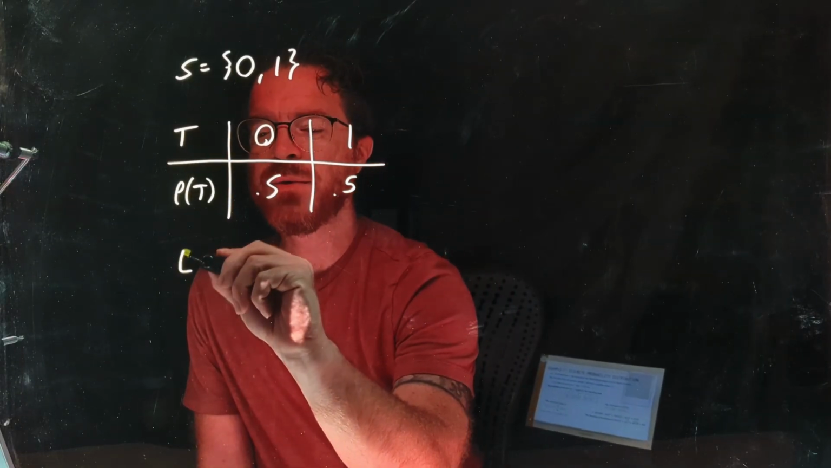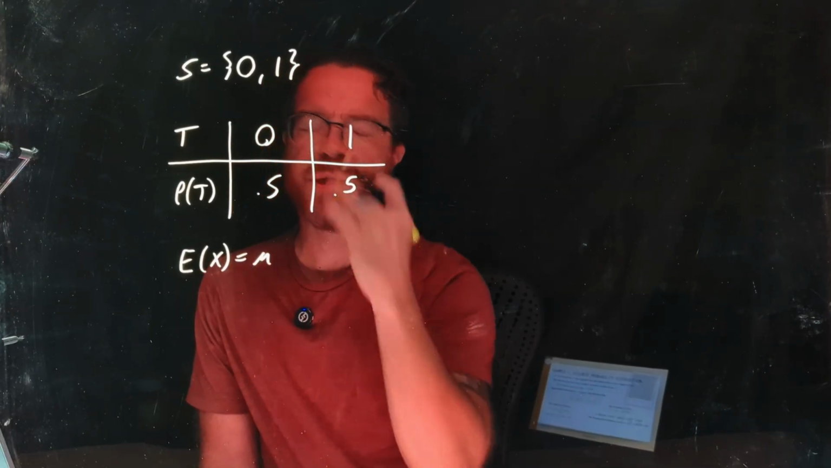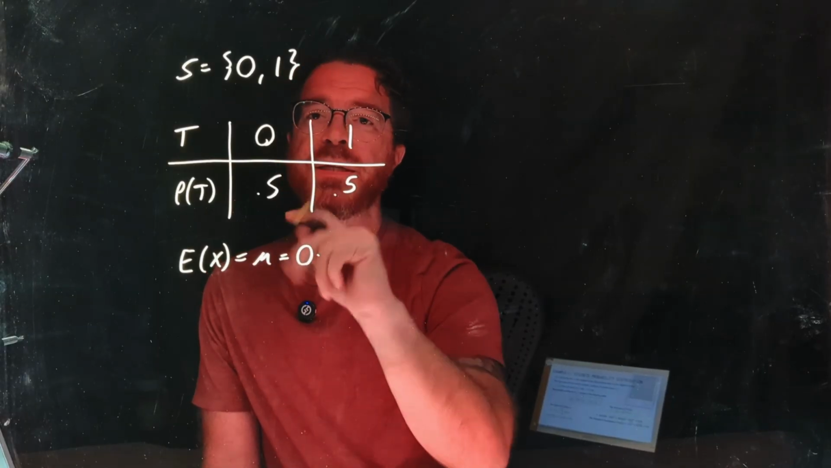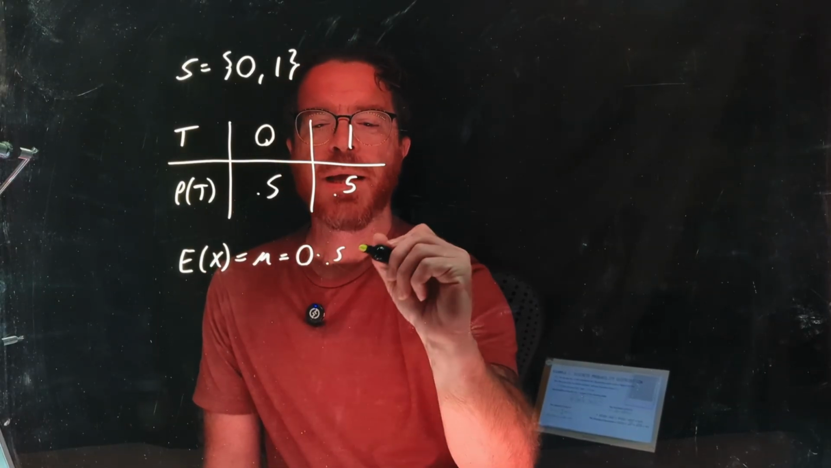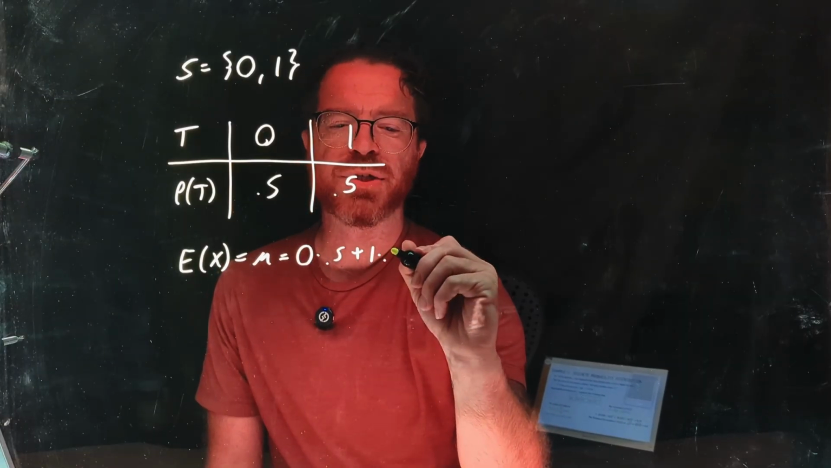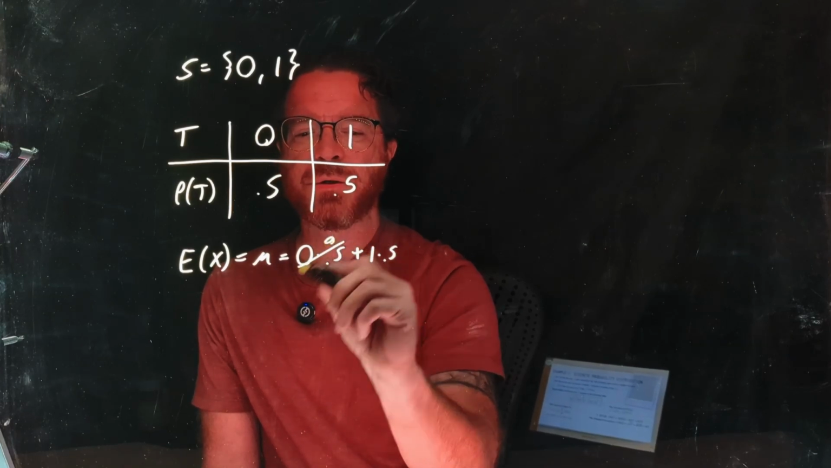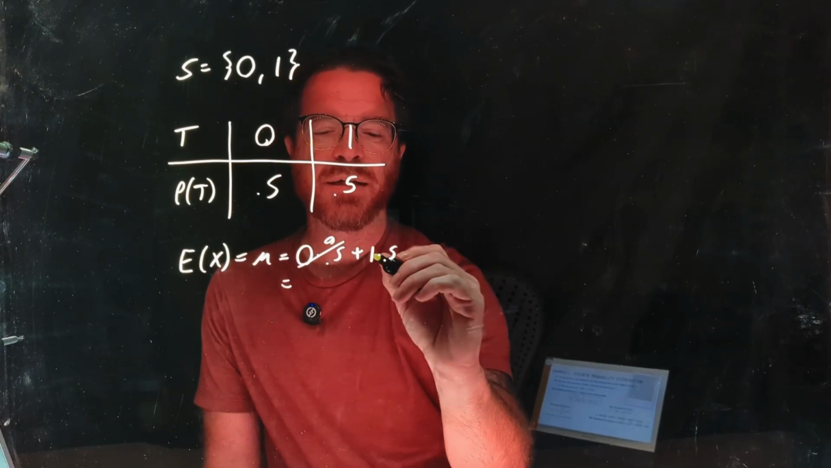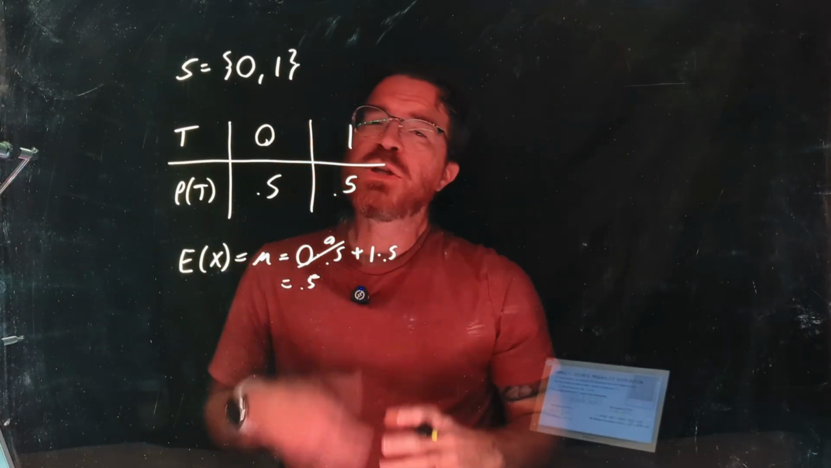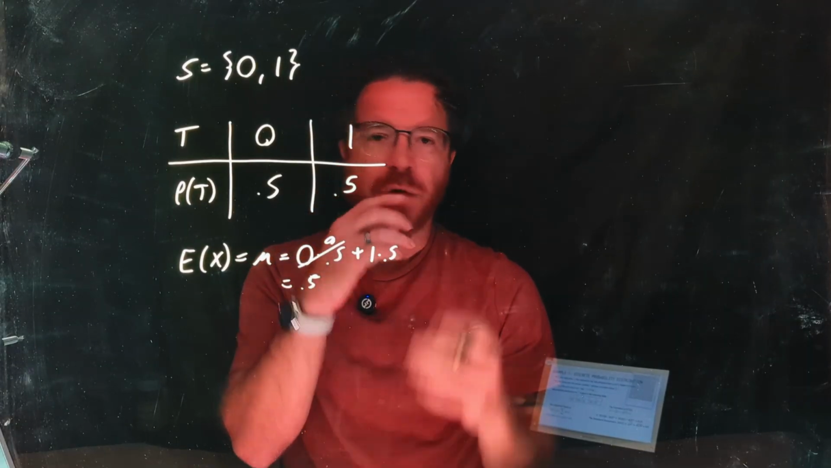So my expected value, which of course is equal to the mean mu, would be equal to my outcome 0 times the probability that I get that 0 of 0.5, plus my outcome 1 times the probability that I get a 1, which is getting tails. And of course, 0 times anything is going to be 0. So this is going to leave us with 1 times 0.5, which is going to be equal to 0.5.